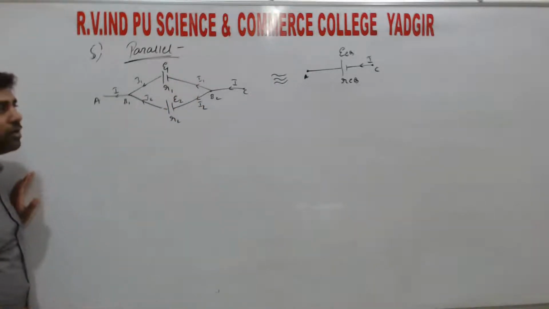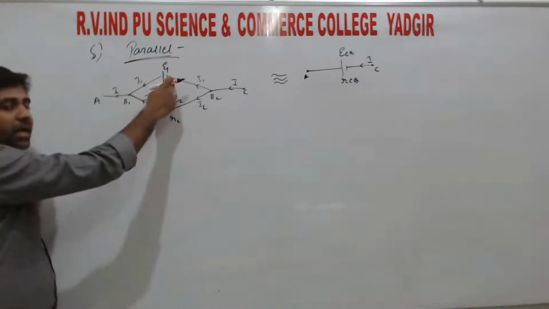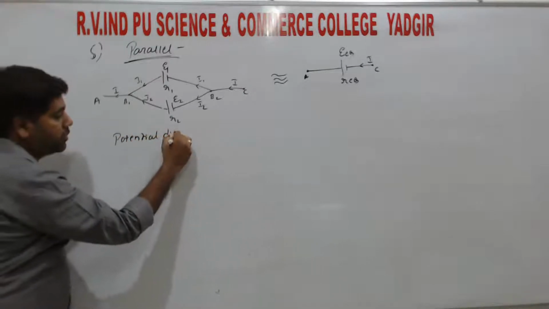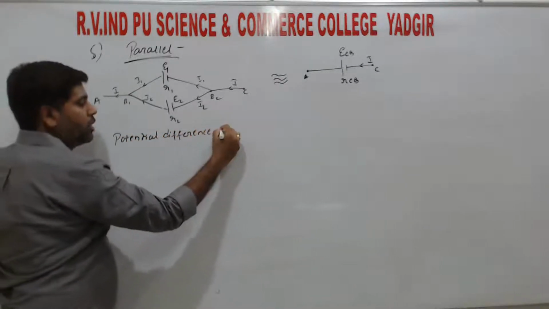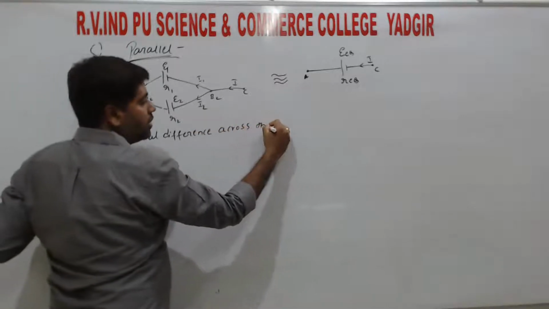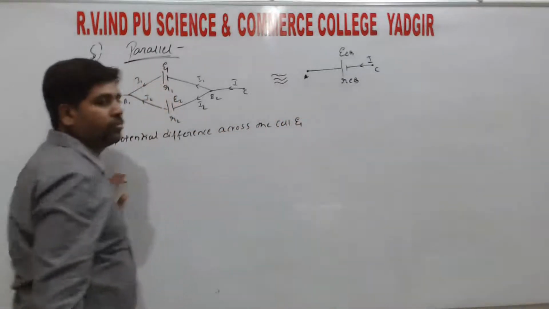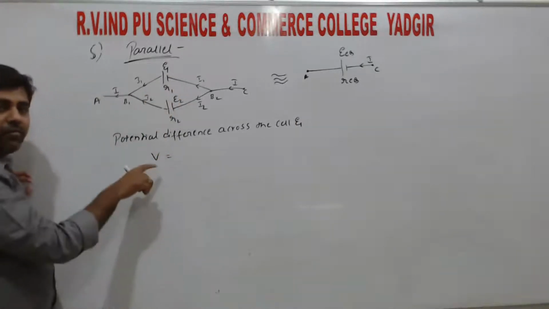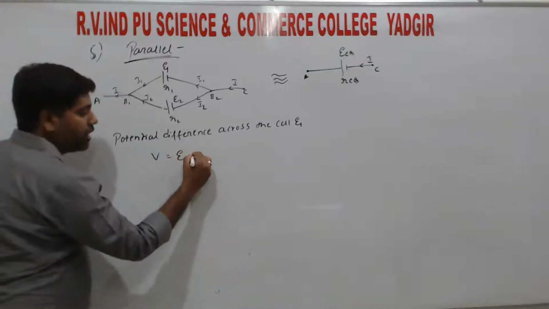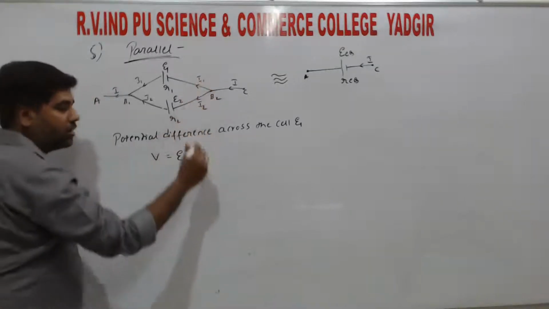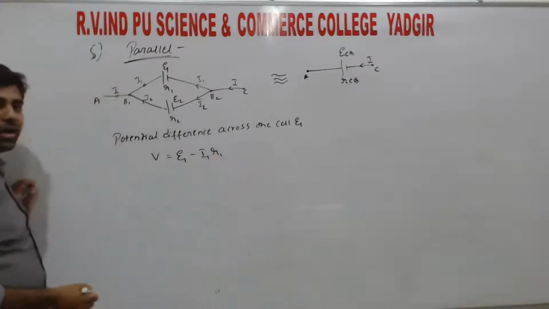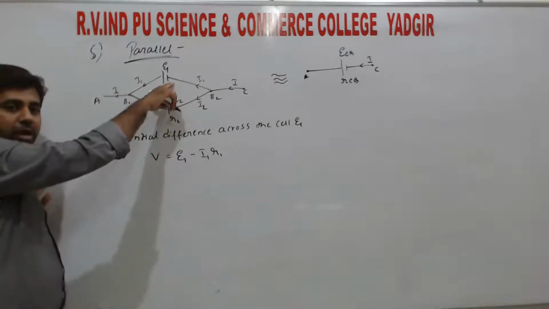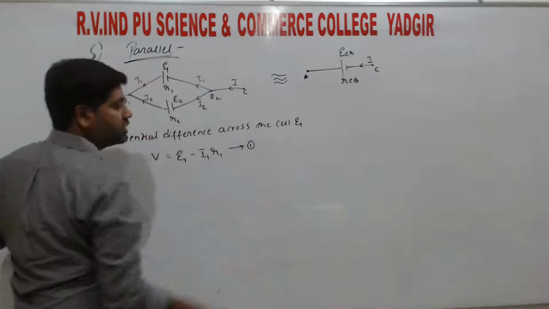So that is why we took V1 and V2 in series. Here we can directly take V, right? So the potential difference across the cell E1, right? Since the potential across the cell E1 is the same, we can directly take V. So V is equal to E1 minus I1 R1, where R1 is the internal resistance and I1 is the current flowing in the cell E1, right? So we take this as the first equation.